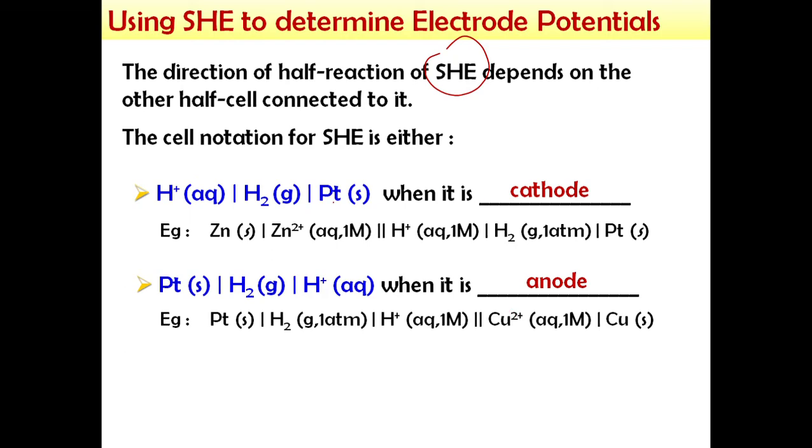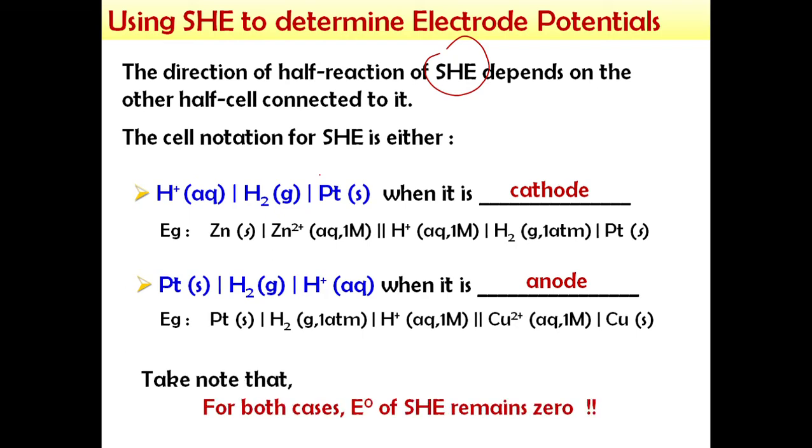Okay. So, SHE could be anode, could be cathode, but it depends on the half cell yang kita connect dengan dia. Tetapi, tak kisahlah dia cathode ke dia anode ke, nilai dia masih sama. Masih 0 volt. Okay, that's why we can use SHE as a reference electrode untuk menentukan nilai SRP atau E0 untuk half cell yang lain. So, hopefully boleh faham macam mana simply tentukan cathode dan anode dan kita masukkan ke dalam formula.